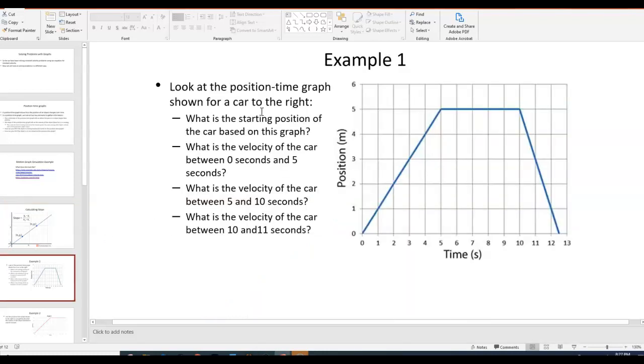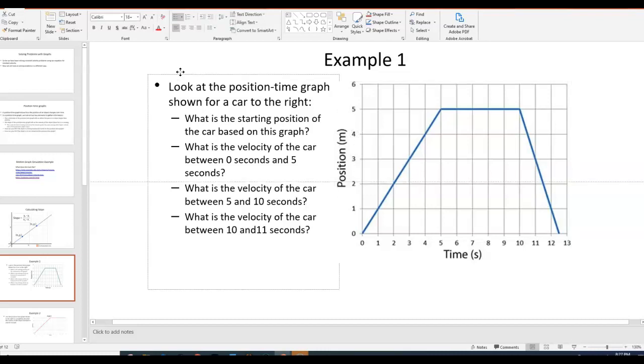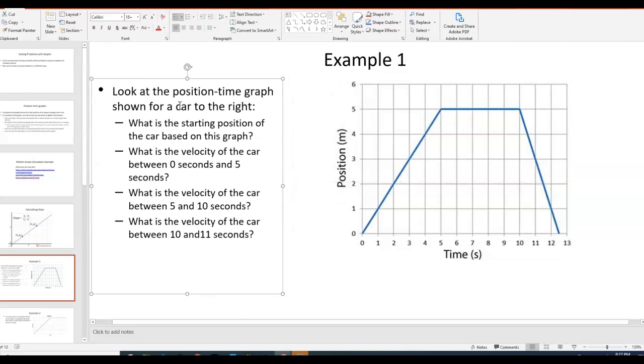Okay, so example 1, we have a position time graph. We know it's a position time graph because it says position on the y-axis. Now sometimes it'll say x instead of position, but that's the same thing. That's just a position time graph. And the question says, look at the position time graph shown for a car to the right. What is the starting position of the car based on this graph?